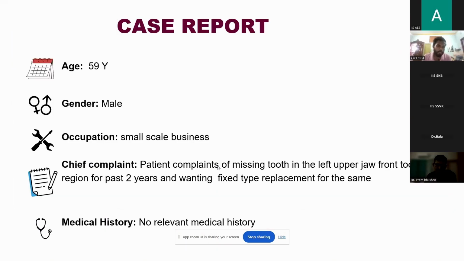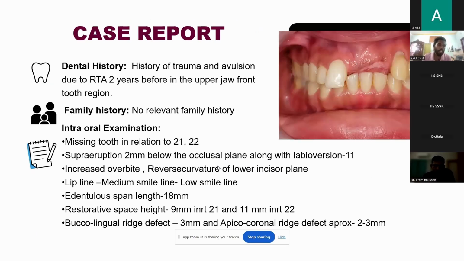So coming to the case report, a 59-year-old male reported to OP with a chief complaint of a missing tooth in the left upper jaw front tooth region for the past 2 years and wanting a fixed type replacement for the same. Coming to the intraoral examination, the patient had missing teeth in relation to 2.1 and 2.2. Supra-eruption was found to be 2 mm below the occlusal plane, and labioversion was evident.